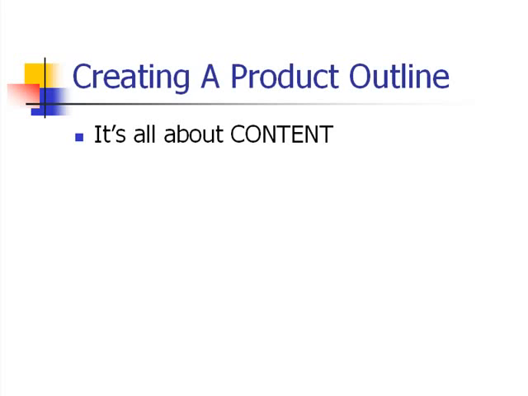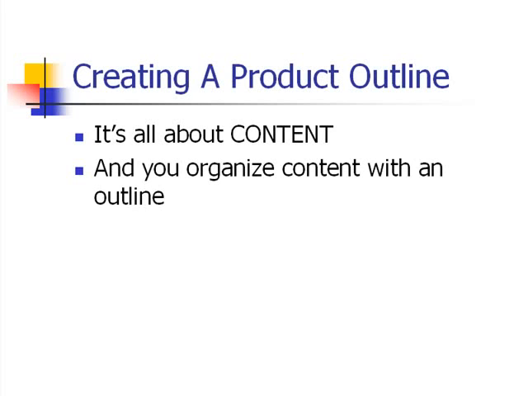How do we organize content into a meaningful flow? You got it, by creating an outline. And from that content outline, you can create any type of product you wish. It all starts with a meaningful outline.